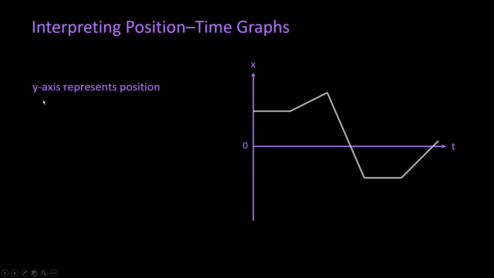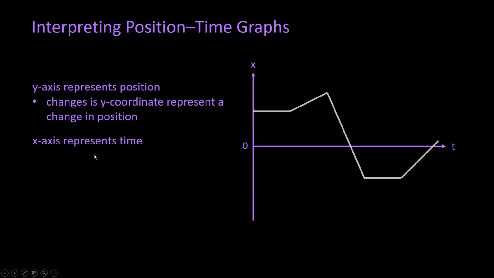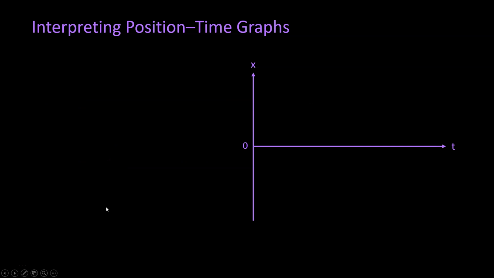The y-axis represents position, so if you have a change in the y-coordinate, it represents a change in the object's position. And the x-axis represents time, so if you have a change in the x-coordinate, it represents a change in time. And of course, time always moves forward, so we're always going to have a change in the x-coordinate. But as we've seen before, we won't always have a change in the y-coordinate. So let's go ahead and break this down in a systematic way.